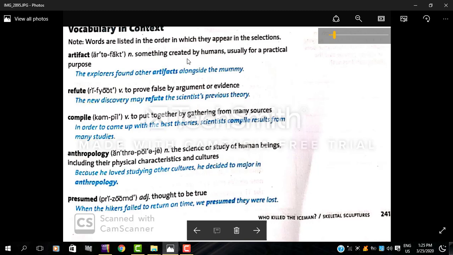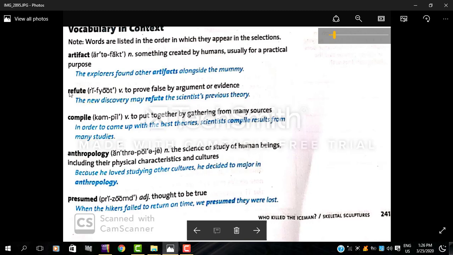Artifact means something created by humans, and you can write here man-made object. Yes, it is like a synonym, tool. You can write tool. The explorers found other artifacts alongside the mummy. The explorers found other objects, tools beside the mummy.